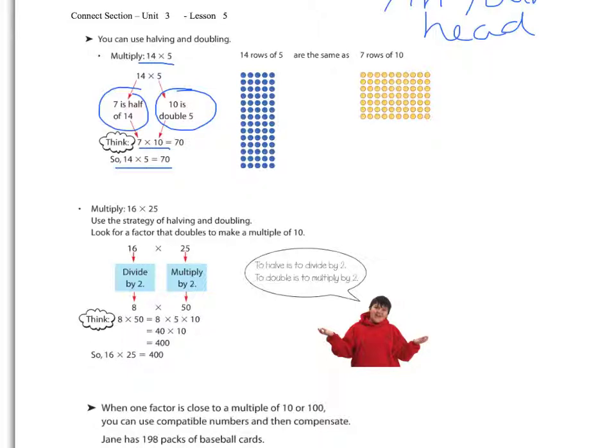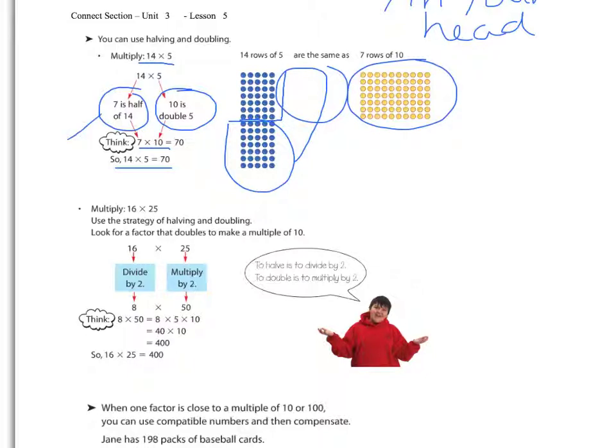So when you look at it, you think, what? How does that work? But when you draw it out, you can see that 14 rows of 5, all you've really done is you've taken this and moved it to the side here, so it becomes 7 rows of 10, which is much easier to figure out than 14 rows of 5. So halving and doubling, but then you have to always, when you're doing multiplication, halve one side and double the other side. Okay, so you have to do both. Okay, let's try another one.